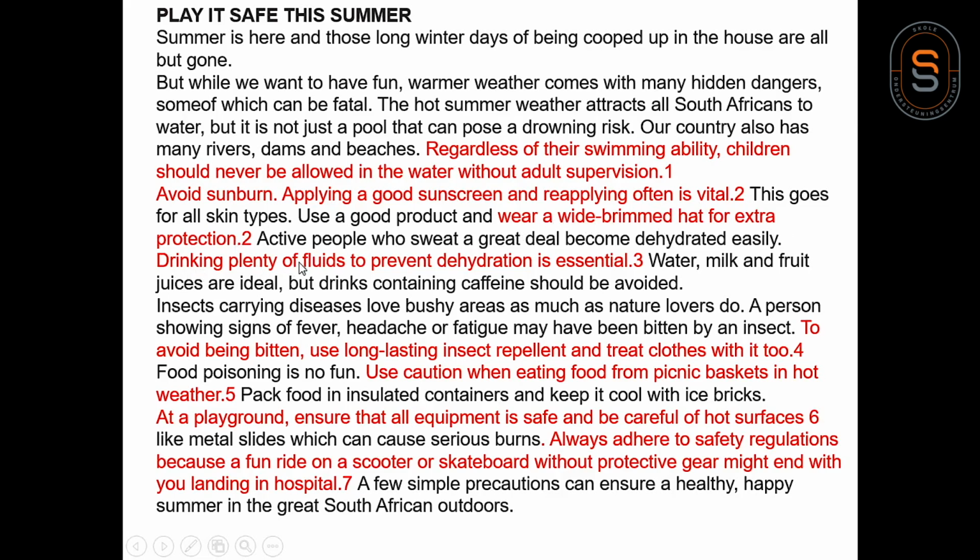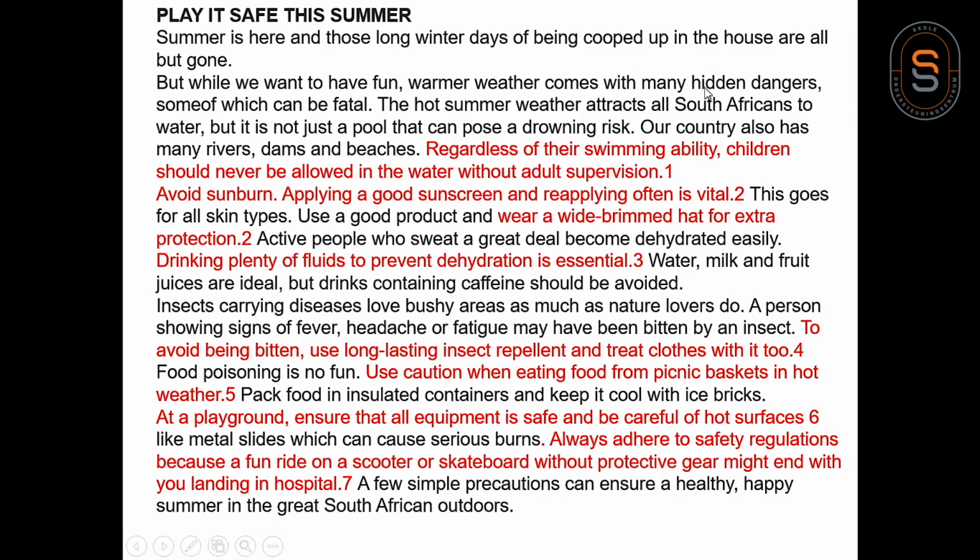Then number 3, drinking plenty of fluids to prevent dehydration is essential. Number 4, to avoid being bitten, use long-lasting insect repellent and treat clothes with it too. And then number 5, use caution when eating food from picnic baskets in hot weather. Number 6, at a playground, ensure that all equipment is safe and be careful of hot surfaces. And then number 7, always adhere to safety regulations, because a fun ride on a scooter or skateboard without protective gear might end with you landing in the hospital.